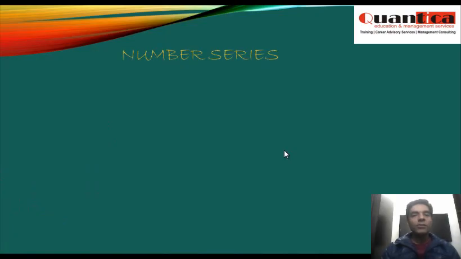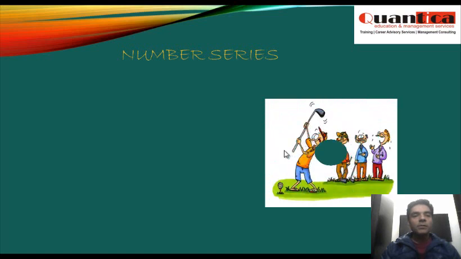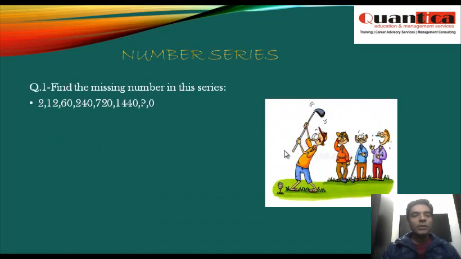So let's move on to the first question, which was from number series. The question goes something like this. A few terms are given to you, for example the series was 2, 12, 60, 240, 720, 1440, then a question mark and 0. You're supposed to find what will come after 1440.